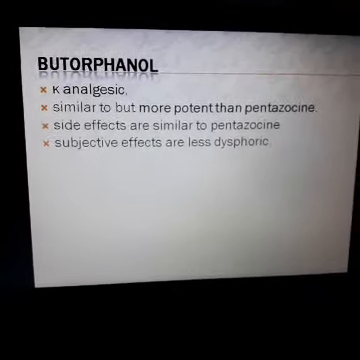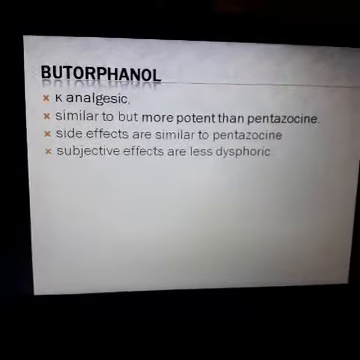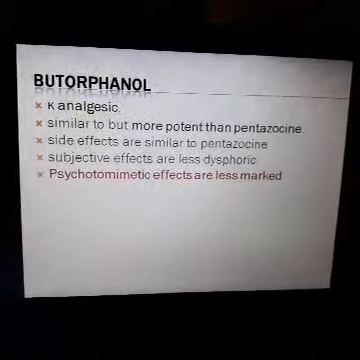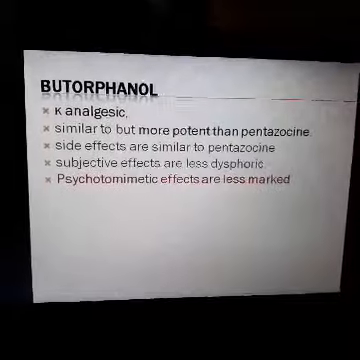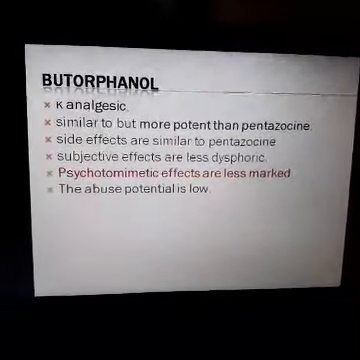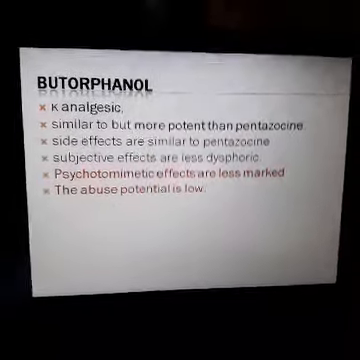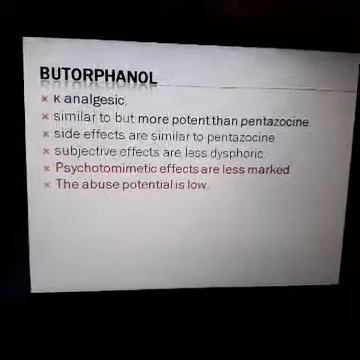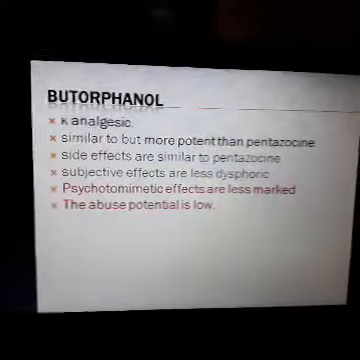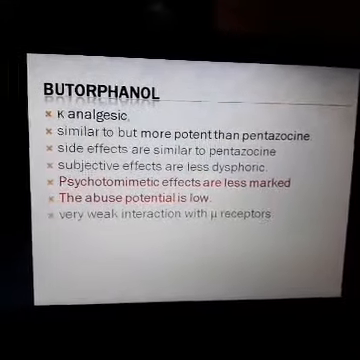Side effects are similar to pentazocine, that means it also causes sympathetic stimulation, though the advantage is that it causes less dysphoria. Psychomimetic effects are therefore less marked, and as it is a kappa analgesic, the abuse potential is low. So that means the patient does not have the urge to take it repeatedly.